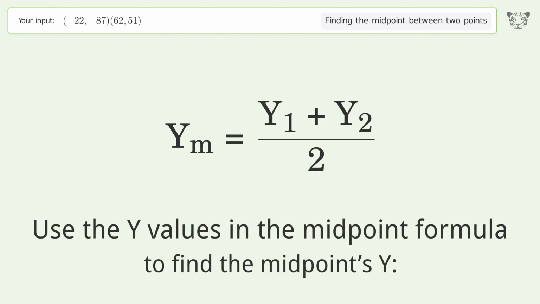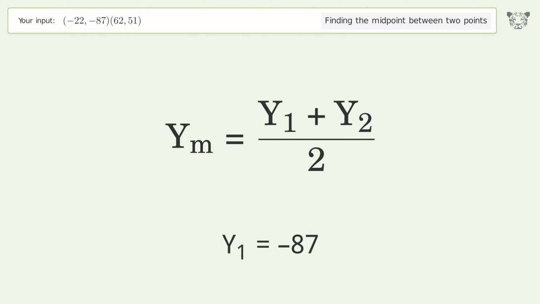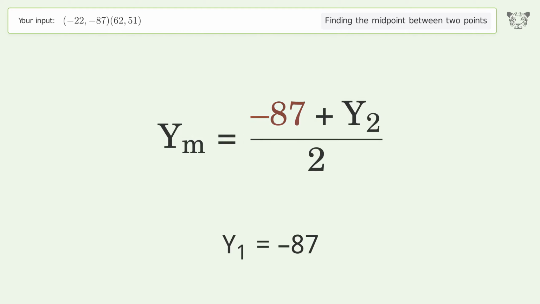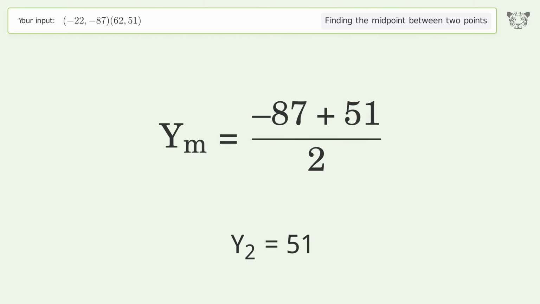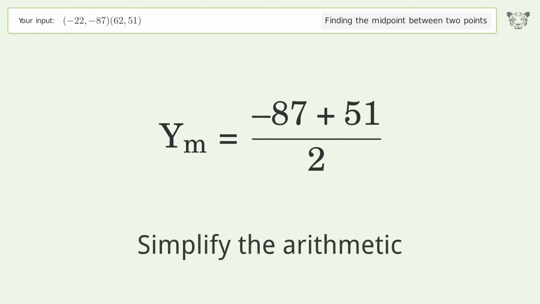Use the y values in the midpoint formula to find the midpoints y. y1 equals -87. y2 equals 51. Simplify the arithmetic.